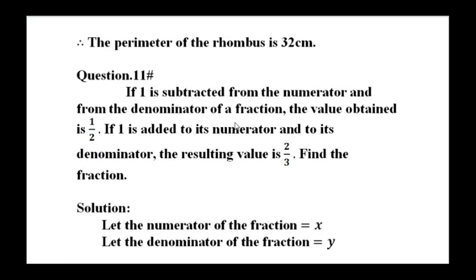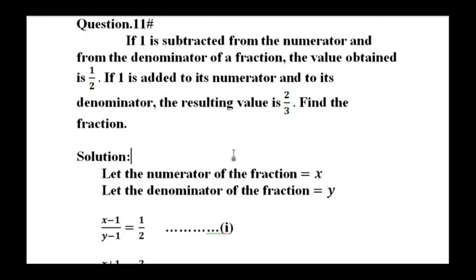Question number 11. If 1 is subtracted from the numerator and from the denominator of a fraction, the value obtained is 1/2. If 1 is added to its numerator and to its denominator, the resulting value is 2/3. Find the fraction. Since we don't know the required fraction, I'm taking the numerator of the fraction as x and the denominator of the fraction as y.